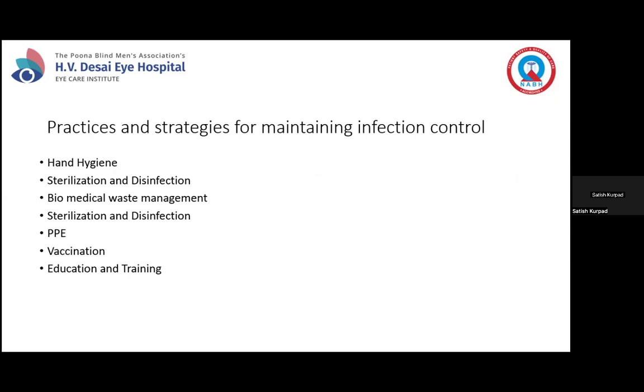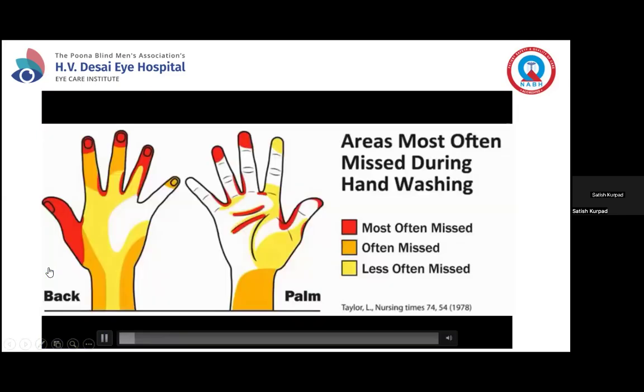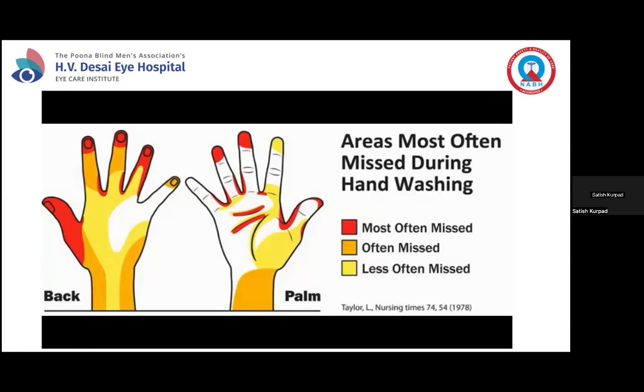Practices and strategies for maintaining infection control. The major parts are hand hygiene, sterilization and disinfection, biomedical waste management, personal protective equipment, vaccination, and the always important education and training. There are numerous studies which tell about the missed areas if hand hygiene is done inappropriately.